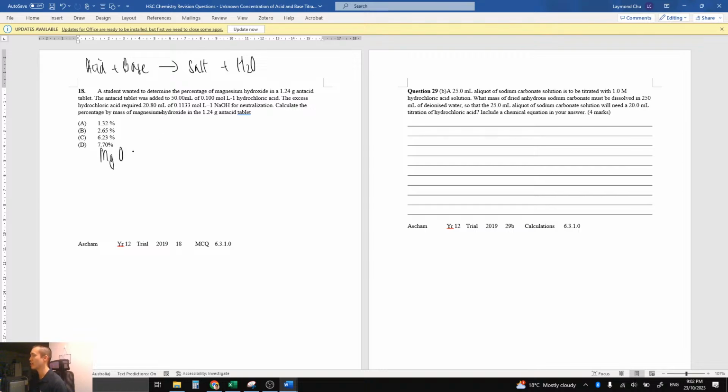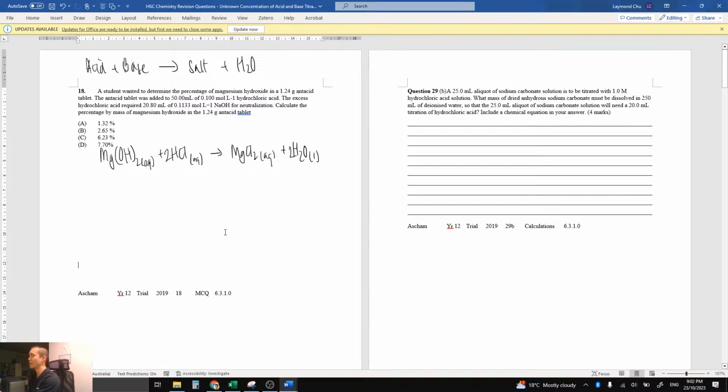So that's Mg(OH)2 aqueous. That's the material that's going to be reacting with our hydrochloric acid, and the salt is magnesium chloride, aqueous, and also water. Now balancing. Mg is balanced. Let's balance our Cl. Cl is 2. We've got 2 there. Is that balanced? We've got 4 hydrogens on the left, so we need 2 there. All right, I think that's it.